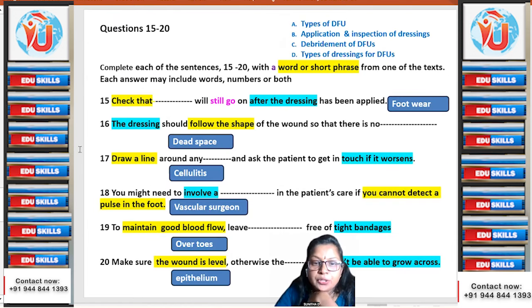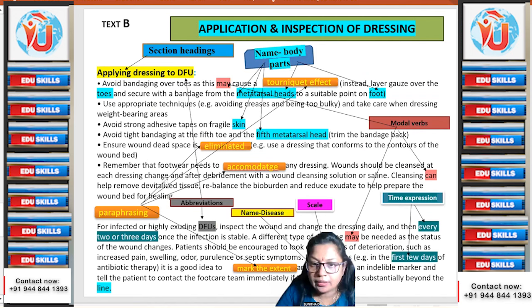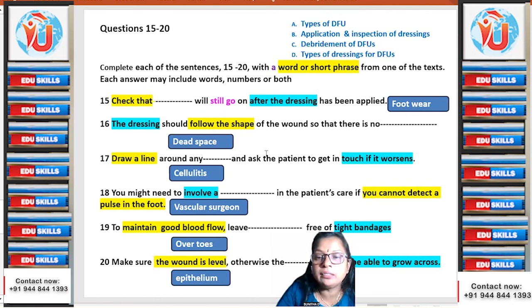Then, to maintain good blood flow, leave dash free of tight bandage. So where do we have to go for that? Which text? B. Avoid tight bandaging on the fifth toe. So where is that word? Tourniquet effect. In the text it is mentioned as a tourniquet effect, but in the question, how did they paraphrase it? Tight bandage. So what is the answer? Toes.